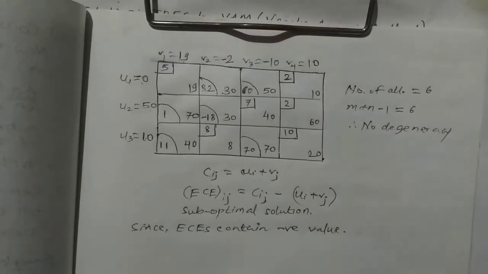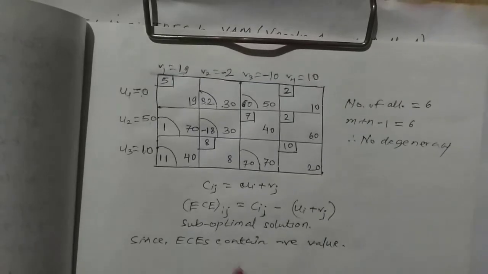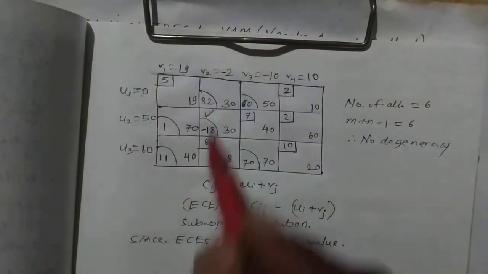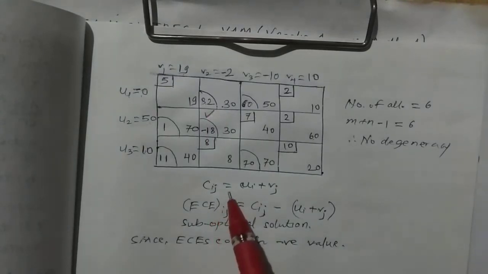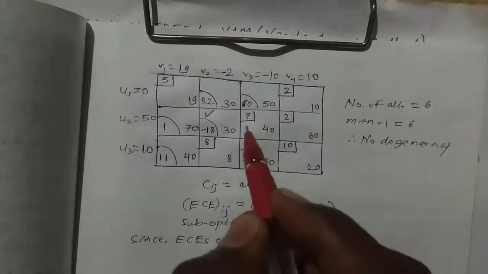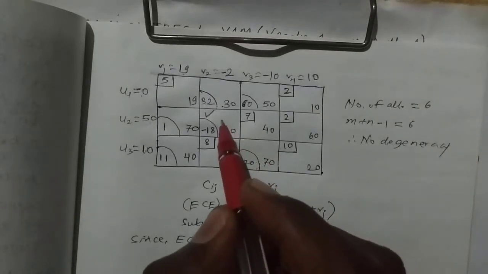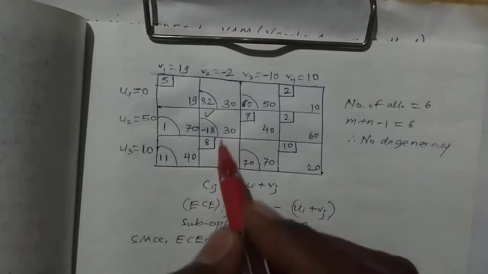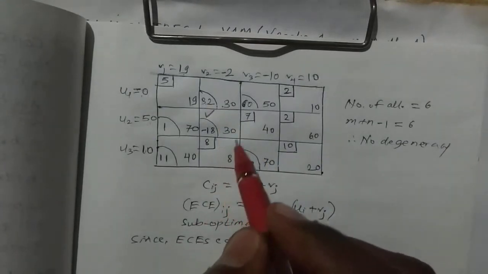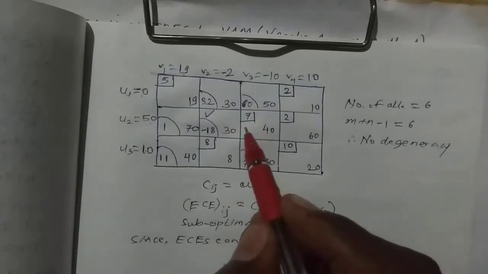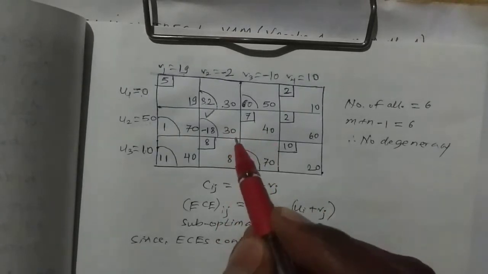Now let us improve it and let us take a cell for improvement. So which cell will we consider for improvement? Which is the most negative empty cell evaluation, right? So start from that cell and construct a loop. If we start from this cell, we can go either left, right, above or towards down, but there should be availability of allocations for taking the turns.